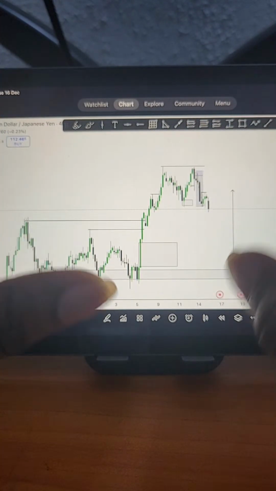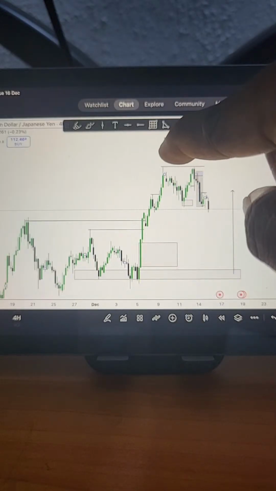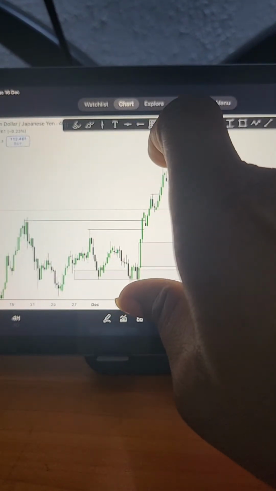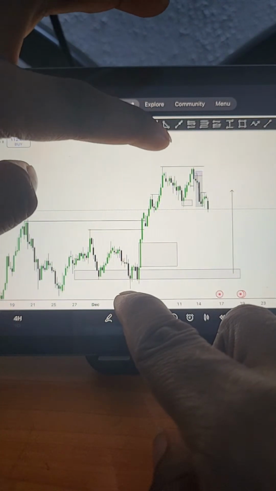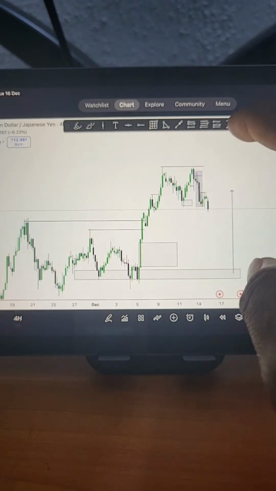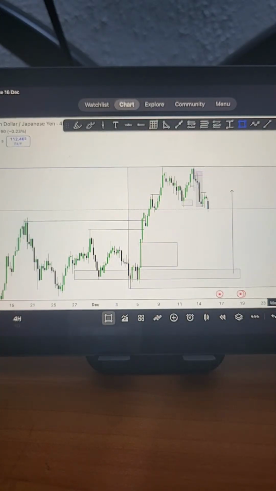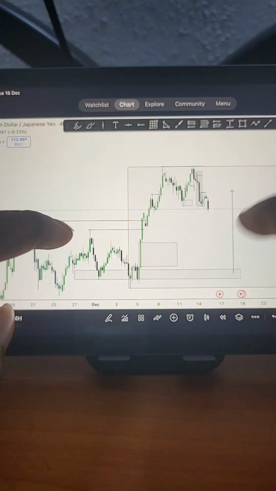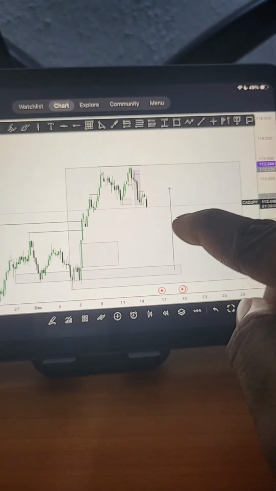So there are areas where I want to buy. In between this low here and this high here that price has created, from here to here is our external structure, because price has broken this high. So what you do is bring out the rectangle tool and draw it from this swing low to this swing high. Inside this box is what is called the external structure.